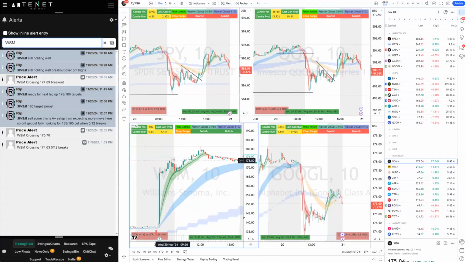So Williams Sonoma, the amateur move pulled back, and I was on the voice, and I said it's good to long. You can long the 512 calls, it should go higher. I gave the 170, 180 target. We met 170, we're pushing higher. I wanted 183.85, but it broke 512s, and that's why we exited.